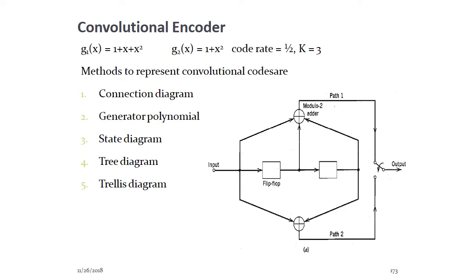Convolutional encoder. Normally we have the convolutional encoder with g1 of x equal to 1 plus x squared, g2 of x equal to 1 plus x squared, the code rate is 1 by 2 and k is equal to 3. The methods to represent the convolutional codes are: first, the connection diagram; next, the generator polynomial; the third is the state diagram; the fourth is the tree diagram; and the last is the trellis diagram.